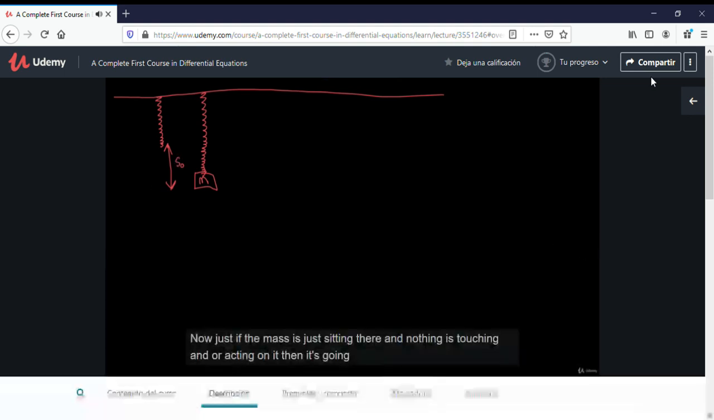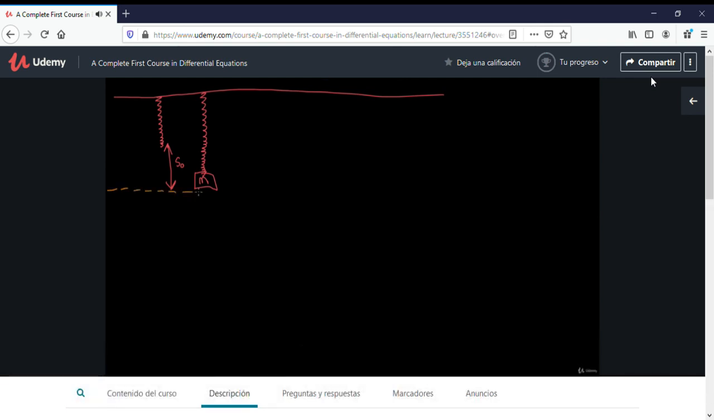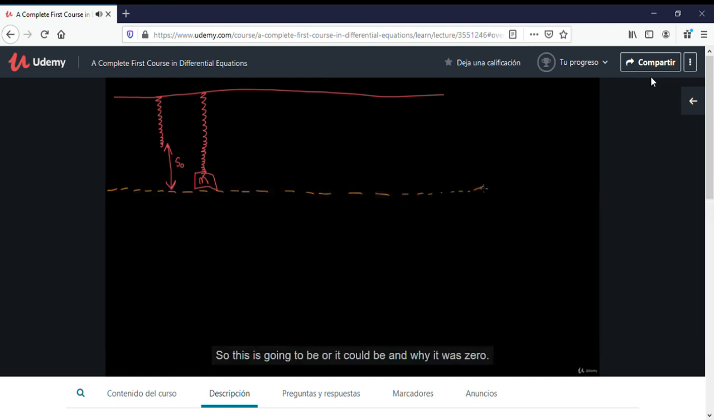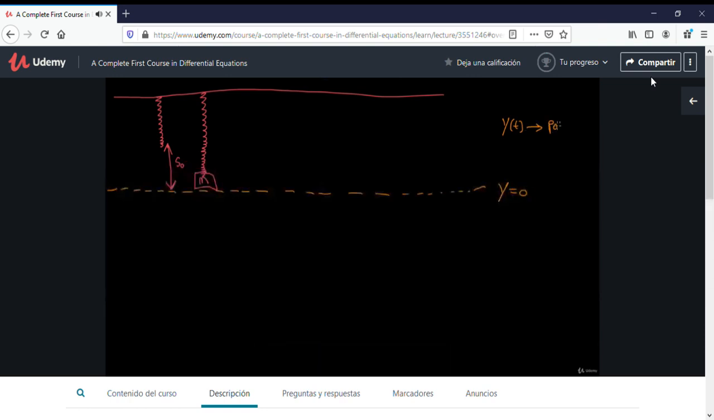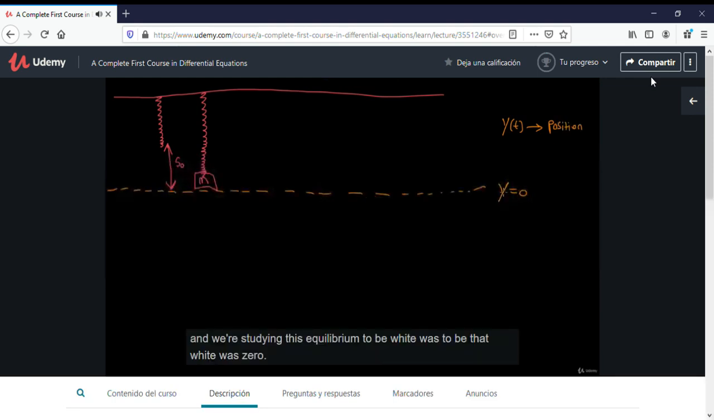Now, if the mass is just sitting there and nothing is touching it or acting on it, then it's going to be in equilibrium, meaning it's not going to be in motion. So this is going to be our equilibrium position, y equals 0. Here, y of t is going to be the position of the mass. And we're setting this equilibrium to be y equals 0.